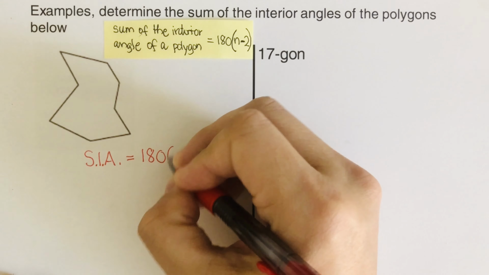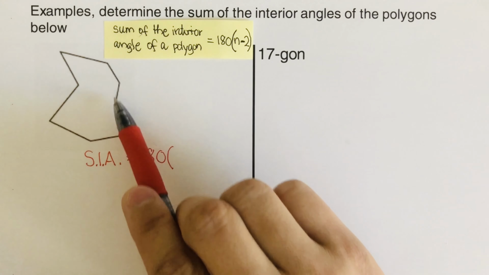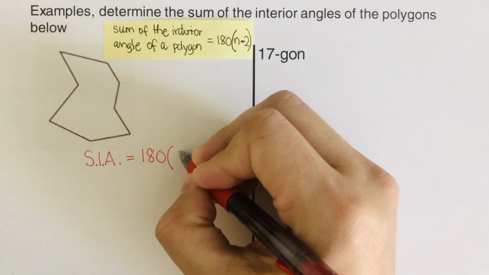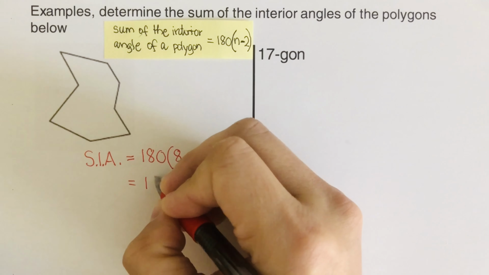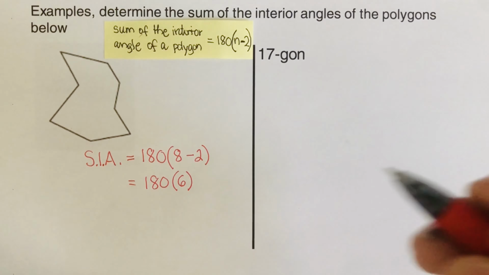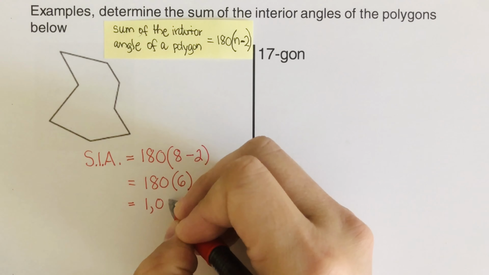SIA is equal to 180, and then here we're going to count the number of sides. It's going to be 1, 2, 3, 4, 5, 6, 7, 8, because n refers to the number of sides. We have 8 minus 2. So this is 180 times 8 minus 2, which is 6. If we do the math on this, the sum of the measures would be 1080.